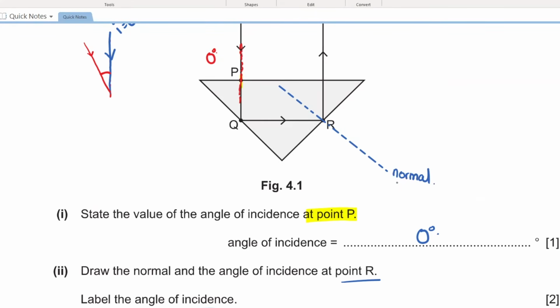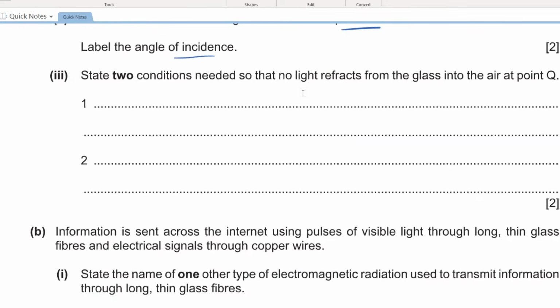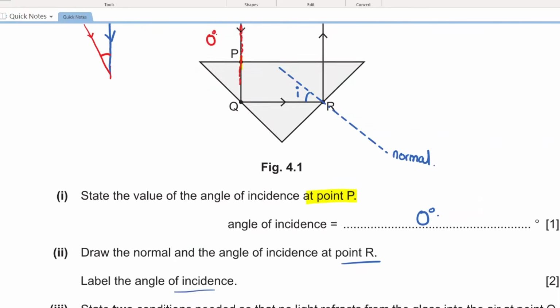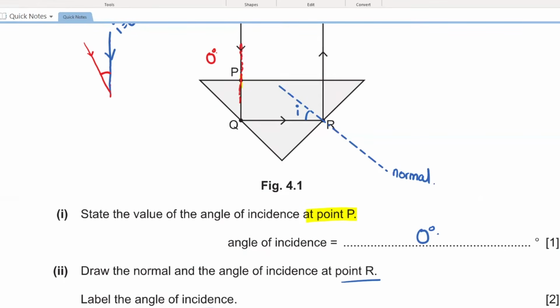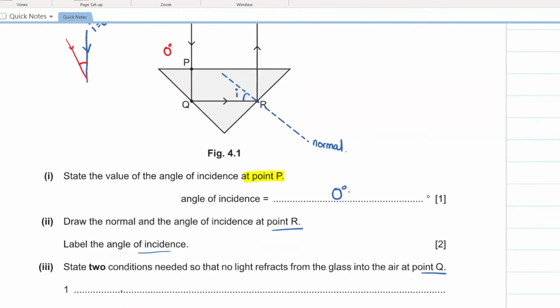What will be your angle of incidence? Angle of incidence is the angle between the incident ray and the normal. This is your angle of incidence, I. Simple. Let's further move ahead. State two conditions needed so that no light refracts from the glass into the air at point Q. अच्छा point Q क्या है? Here. Okay, what should be your two conditions so that no light refracts from the glass into the air?